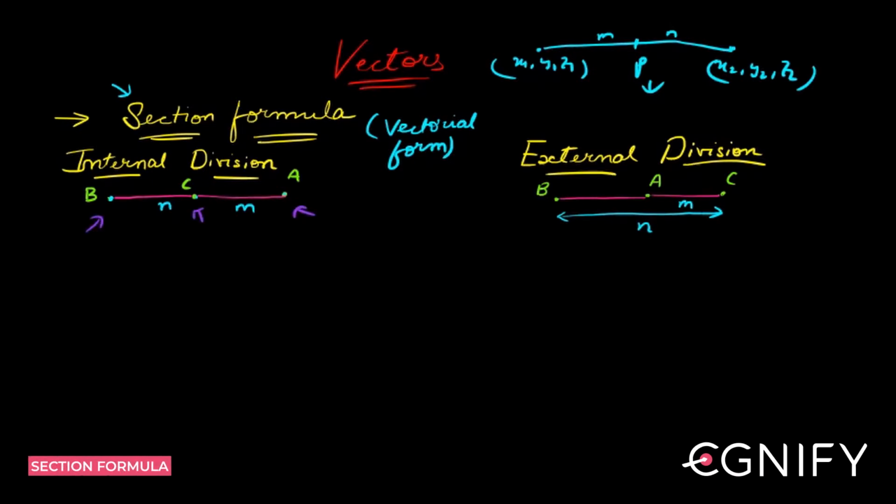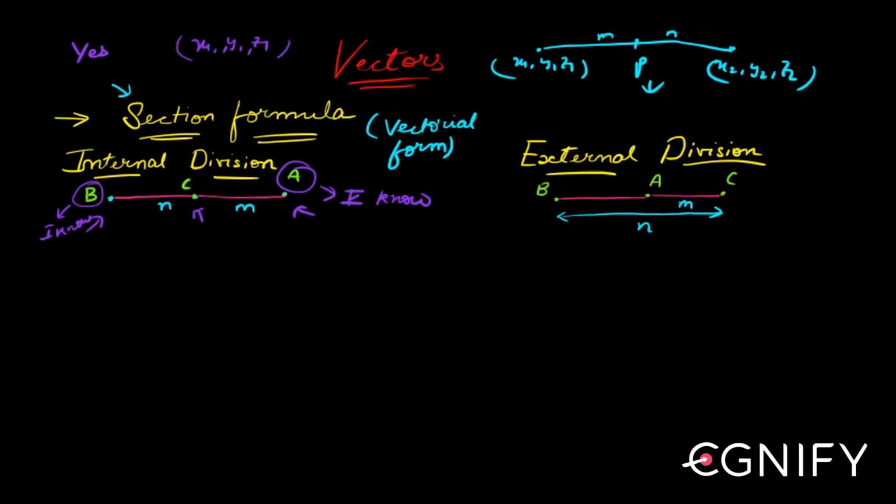Whenever C is in between, so for example, I know the coordinates of B, and I know the coordinates of A. So if I know the coordinates, do I know the position vector? If I know the coordinates of a point, do I know its position vector? The answer is yes. If the coordinates of a point are x1, y1, z1, then the position vector of that point is x1i plus y1j plus z1k.